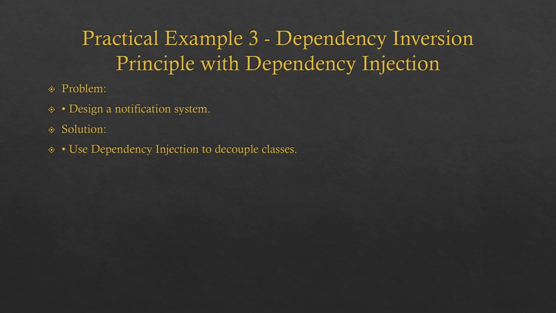Now, let's see the dependency inversion principle in action. We have a notification system, and instead of tightly coupling high-level modules like notification service to low-level modules like email service, we use dependency injection. This way, we can easily swap out the email service with another service, promoting flexibility and decoupling.